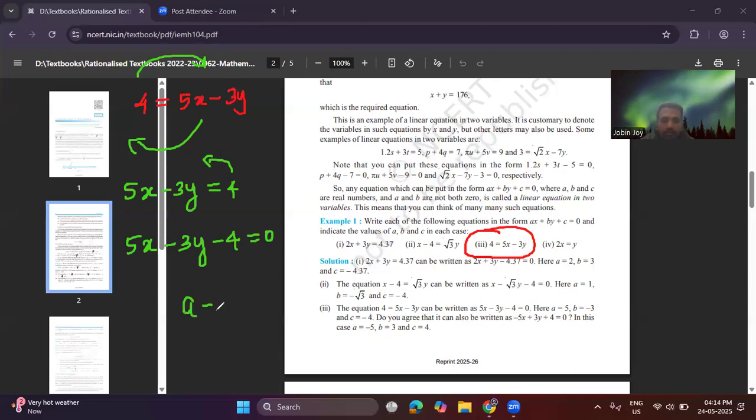So what is the value of a? A is the coefficient of x, that is 5. B is the coefficient of y, that is minus 3. And c is equal to the constant term, that is minus 4. This is the answer.